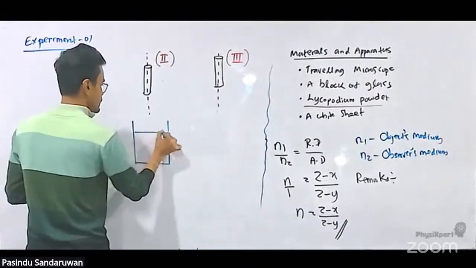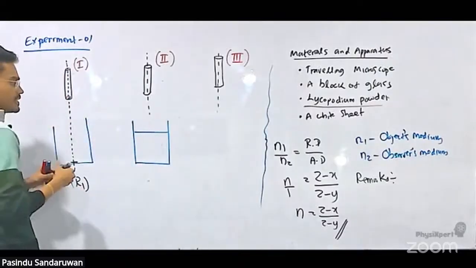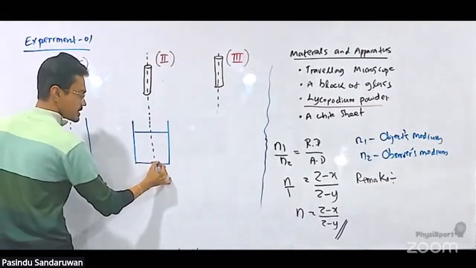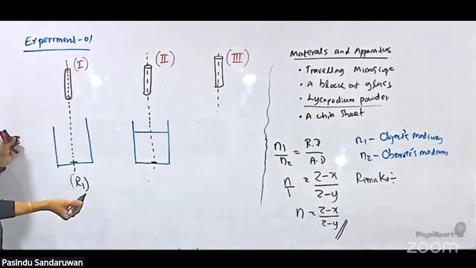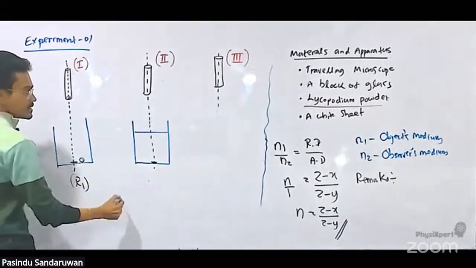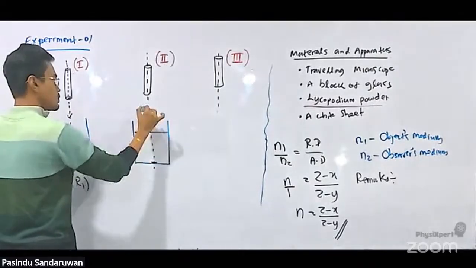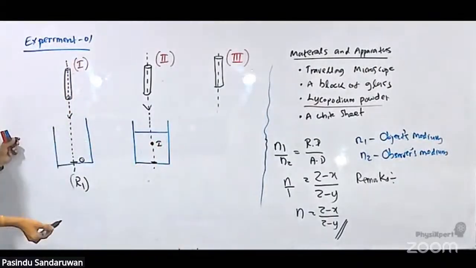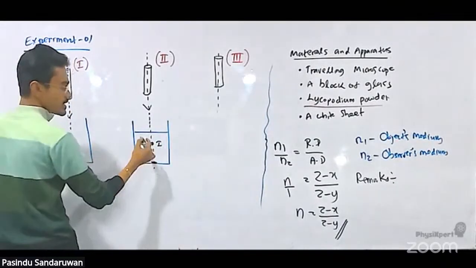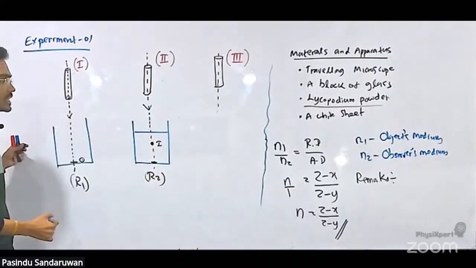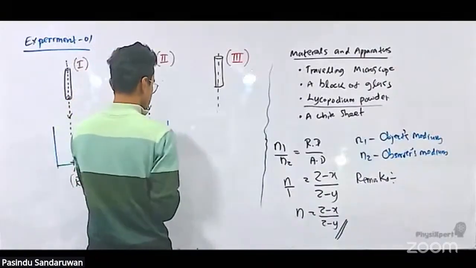Then fill the beaker with the liquid, water or whatever liquid is required. The pin is metal, so it doesn't float; it stays as the object. When you observe it through the liquid, what you are observing is the displaced image. Take that reading, say r2.